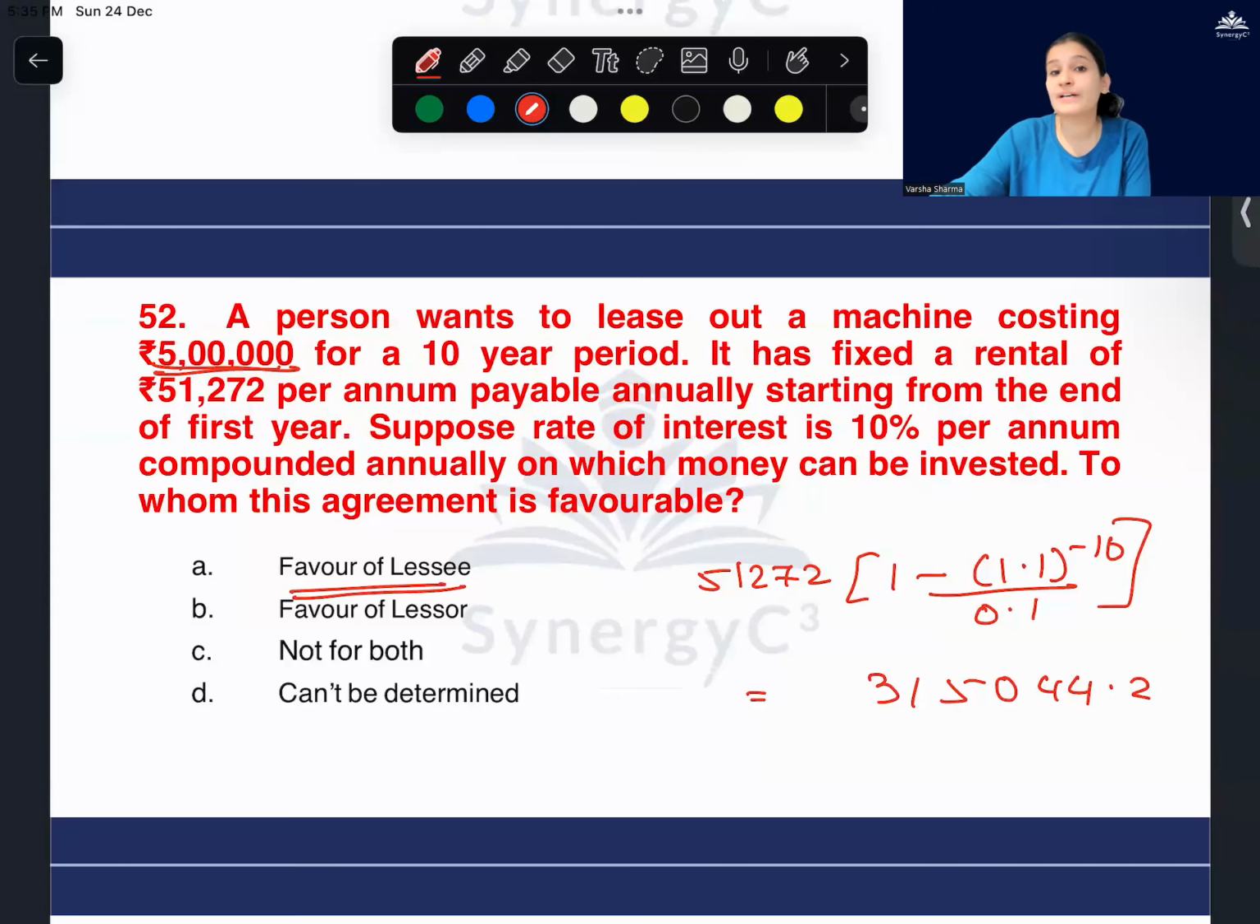To whom is the agreement favorable? Agreement means renting. So which person is getting benefited by the agreement? Which person is getting benefited by the rent? The lessee, because it is costing him less. Clear? Agreed? If they had asked who is not favored by the agreement, it would have been the lessor. He would have benefited if he had sold the machine. Clear?